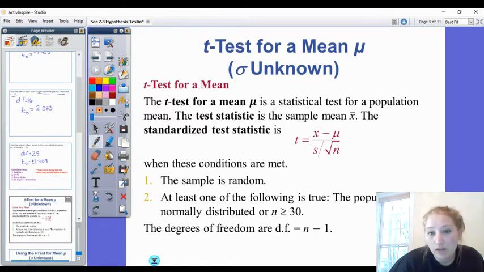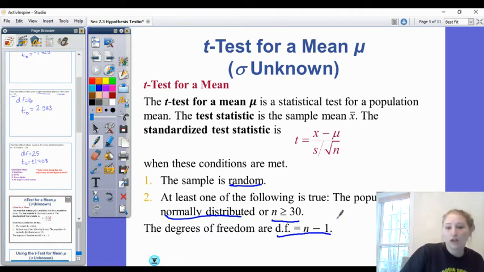We are going to find the test statistic, the standardized test statistic, using the sample mean and the standard deviation s. Just like what we were working with before, we need to make sure that our sample is random and the population has to be normally distributed or our sample size is greater than 30. And we're going to be taking into account degrees of freedom with this as well.